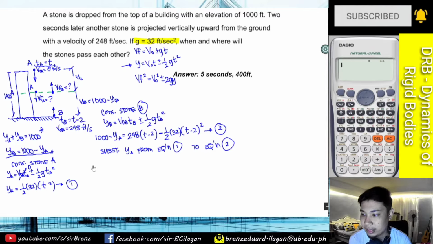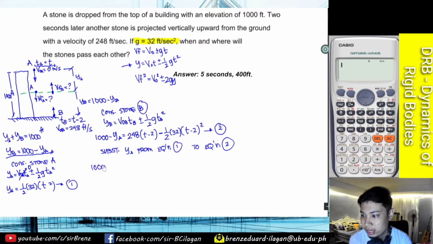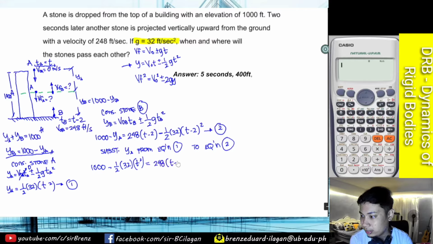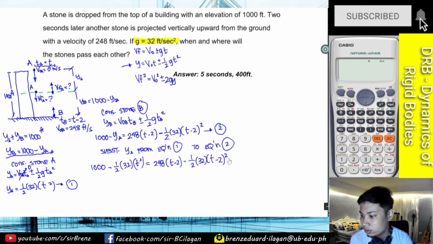So, may mahanap na tayo, which is t. So, 1,000 minus, substitute lang to. So, 1/2 of 32 times t squared. So, is equals, so copy mo lang to. So, 248 t minus 2. So, minus 1/2 of 32 times t minus 2 squared.